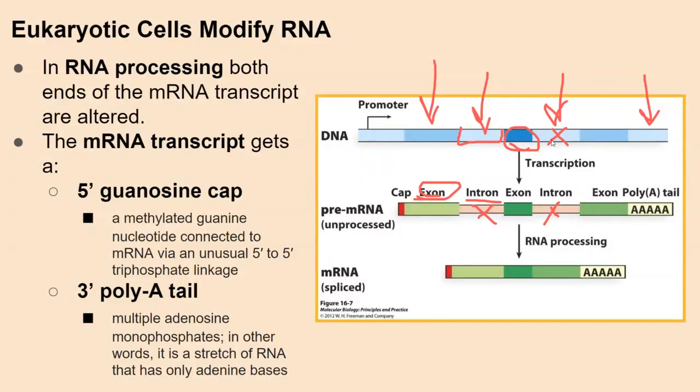So those are two really good reasons why we have introns, but we don't need them for DNA processing. We don't need them for protein synthesis. So we take them out in a process called splicing.